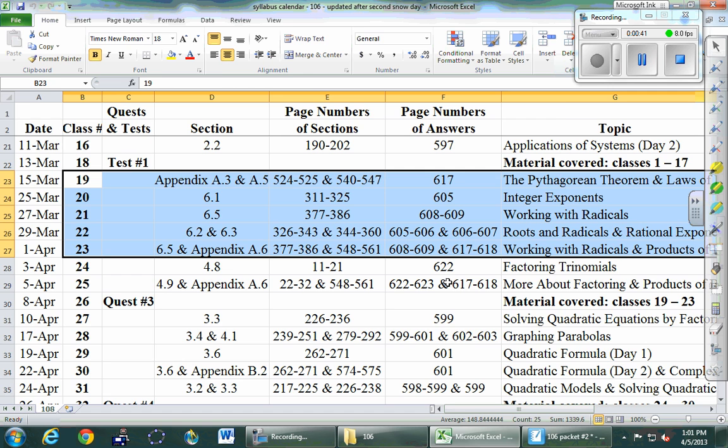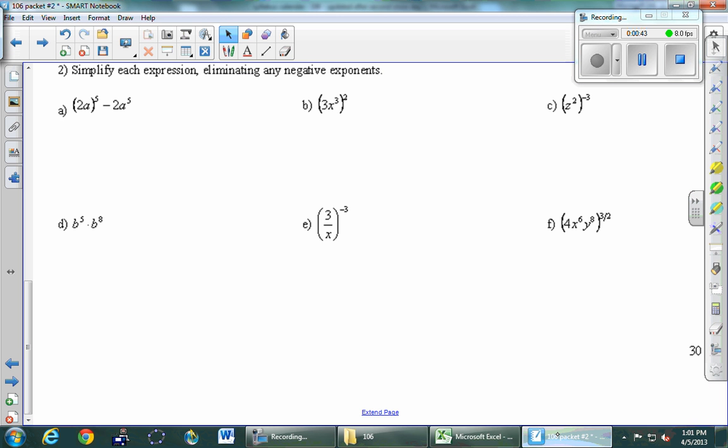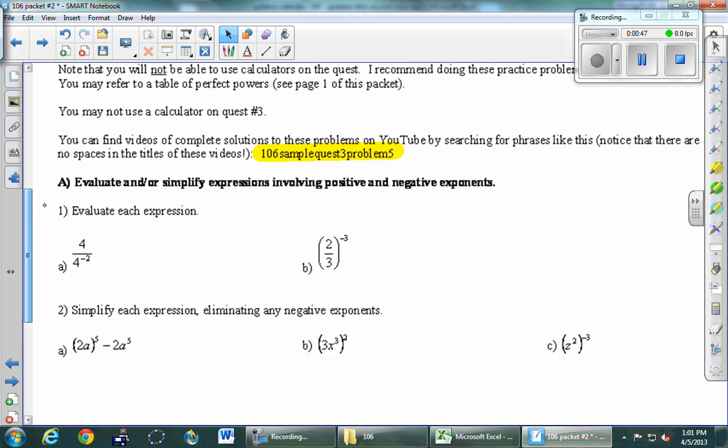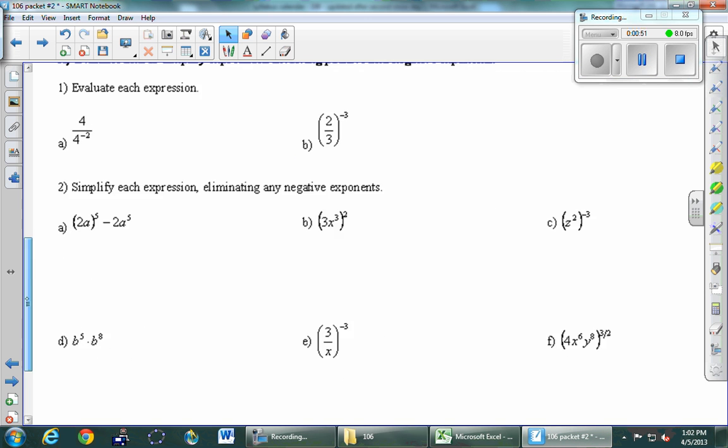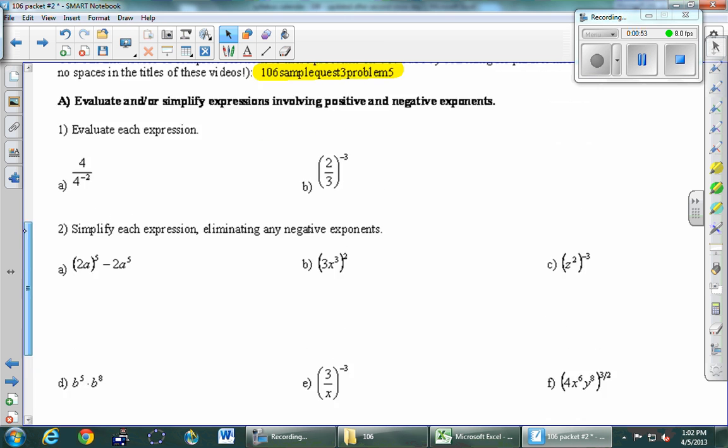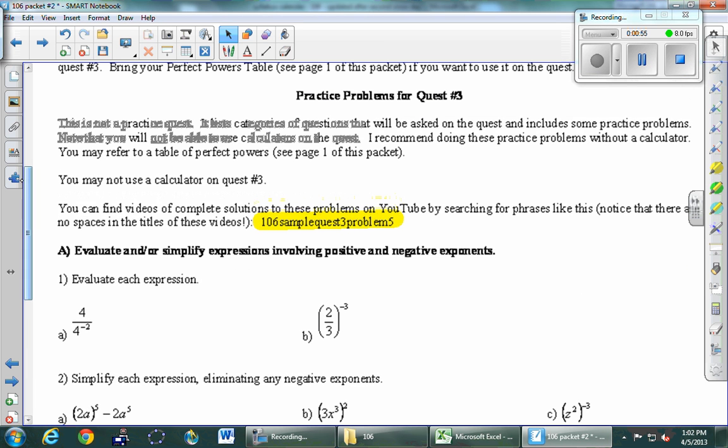So in terms of preparing for the quest, well, you've got all the homework that you've been doing, and if you haven't done it all, then Monday is the last day to turn in the recent homework assignments if you've missed any. But I said open to page 30 because that's where you will find what I consider a very valuable resource, and that's the practice problems for the quest.